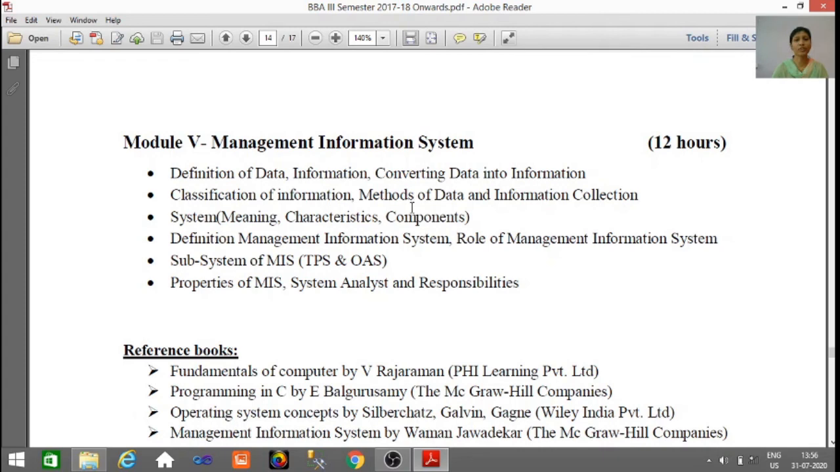There are 5 modules. This subject consists of 5 modules. We will learn all these things in this subject.